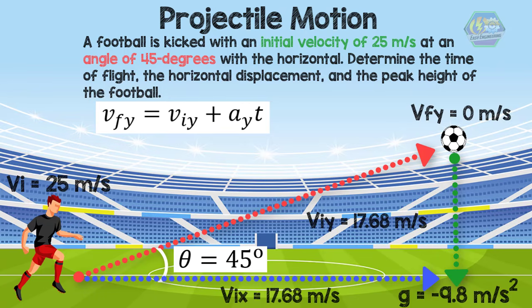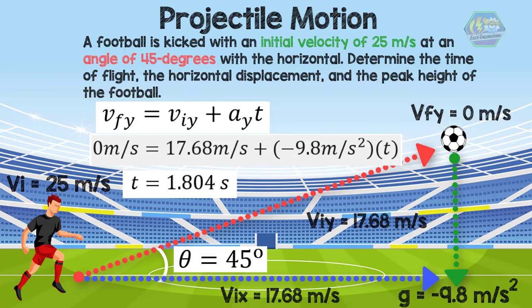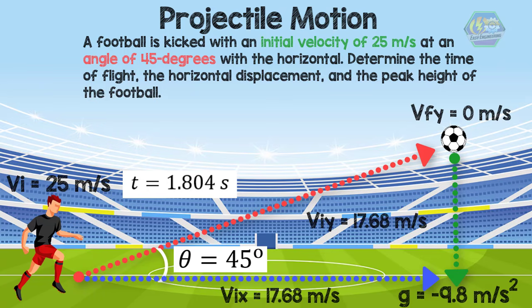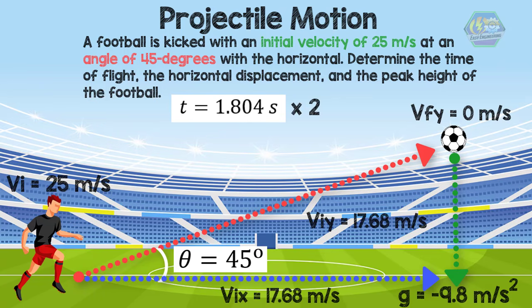Then we input the known values and solve for time t, which gives us 1.804 seconds. But this time t only accounts for the time when the ball reaches the maximum height. So to solve for the total flight of the ball, we just need to multiply it by 2. So the total time t is equal to 3.61 seconds.